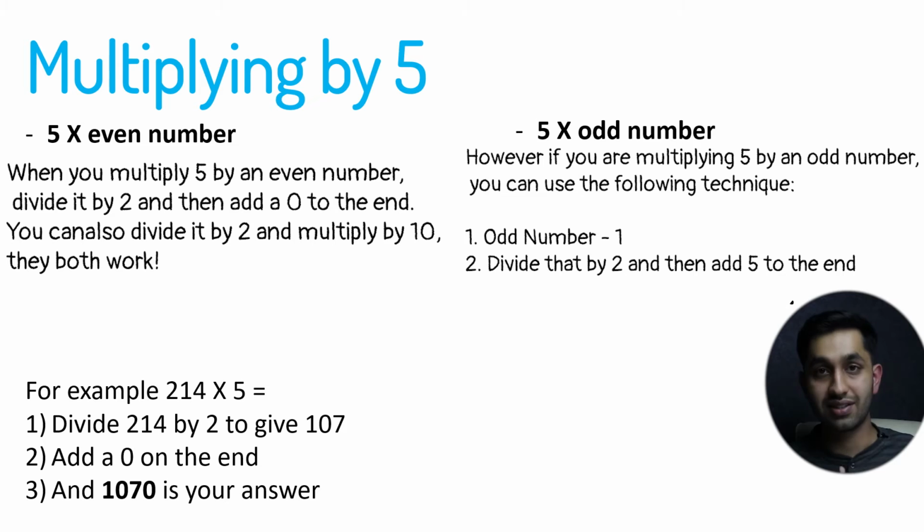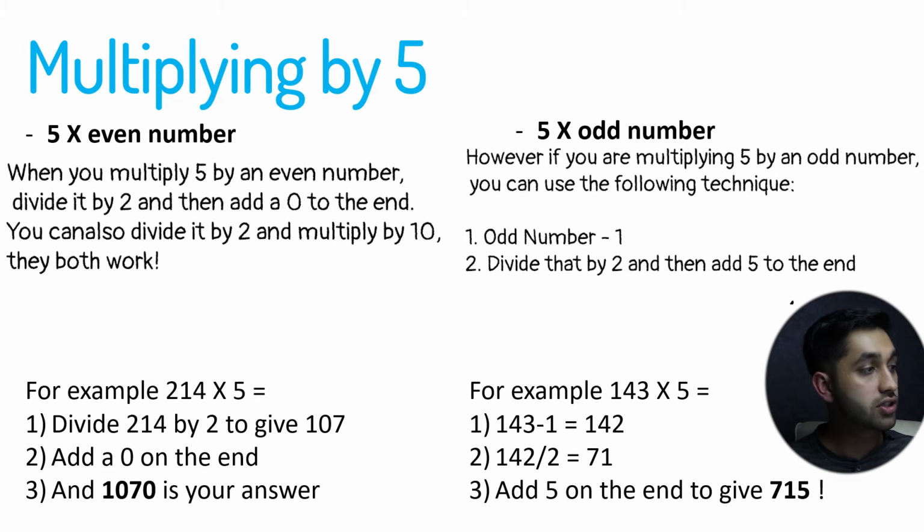So let's take a look at this example here. 143 multiplied by 5. It's an odd number, so we're going to subtract 1, which gives us 142. Not difficult. Then we do 142 divided by 2, which gives us 71. So now we've halved it and we get 71. Then we just add a 5 on the end. So 715 is our answer.